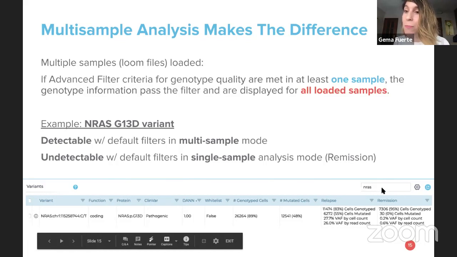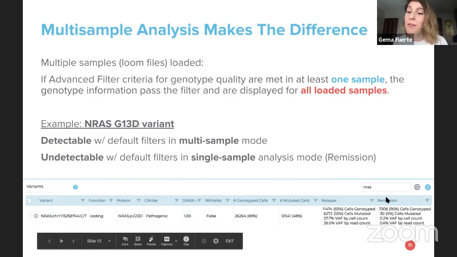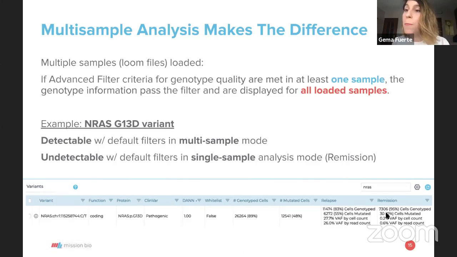Look, please, at the remission. At the remission time point, this NRAS pathogenic variant is genotyped in 95% of the cells and mutated in 0.4%, which is rounded to 0. So 30 divided by 7,306 is 0.4.